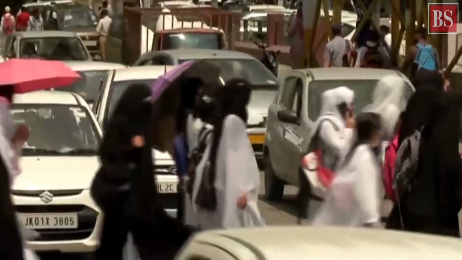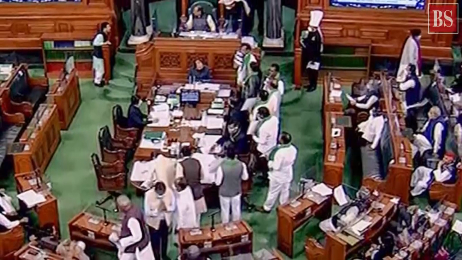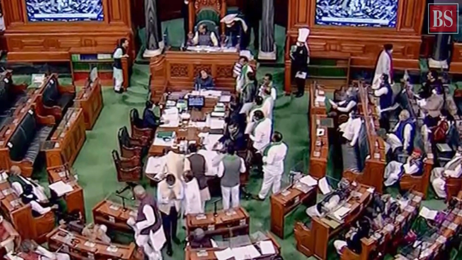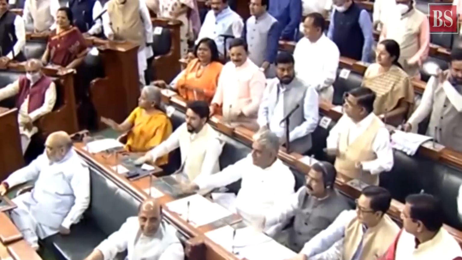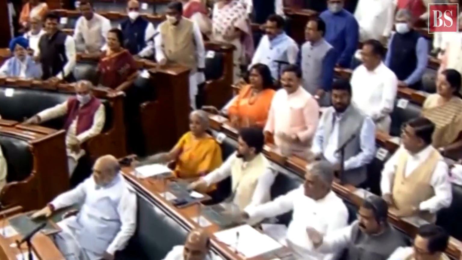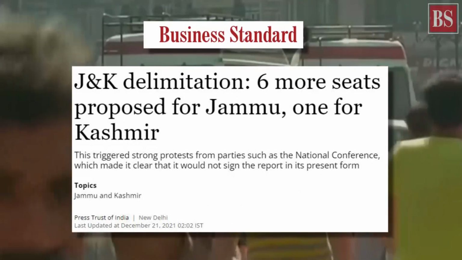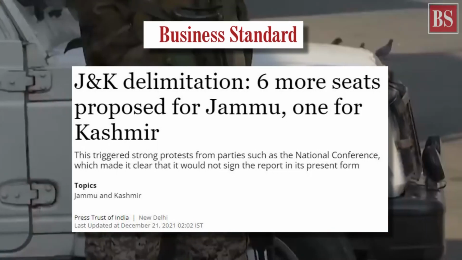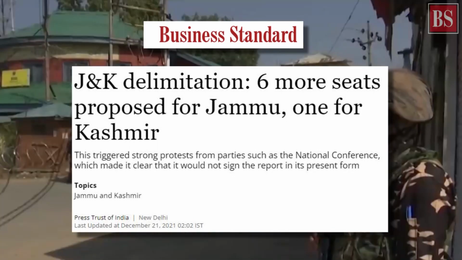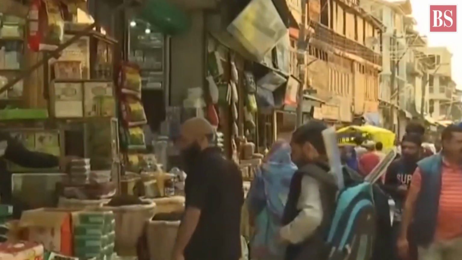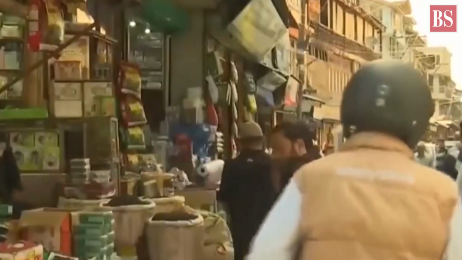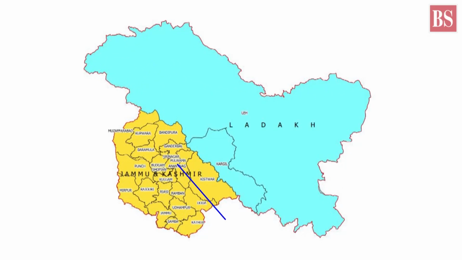The report has 5 major takeaways. First, the 5 parliamentary constituencies have been reorganized so that each now has 18 assembly constituencies. Second, 6 assembly seats in Jammu and 3 in Kashmir have been reserved for scheduled tribes. The third is the formation of the Anantnag-Rajouri parliamentary constituency by merging Kashmir's Anantnag area with Jammu's Rajouri and Poonch.